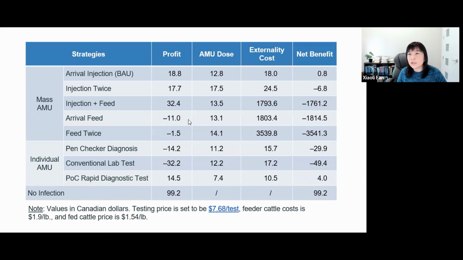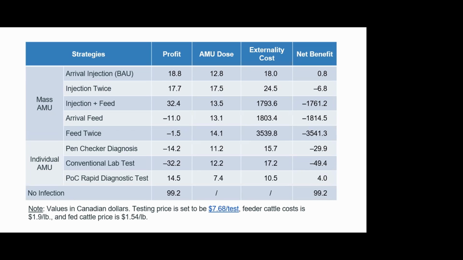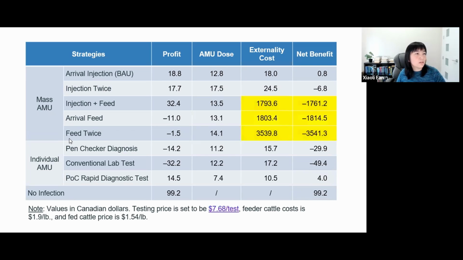Here are the results with the externality costs. The last column, I call it net benefit. It's basically the profit minus externality cost. And we can tell from here that those mass antimicrobial strategies which have feed there are having really large externality costs.